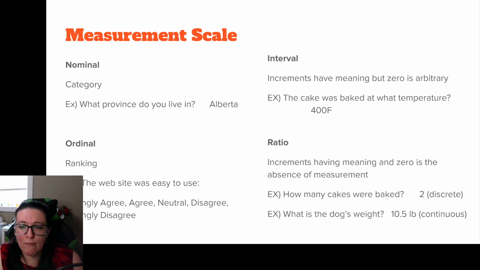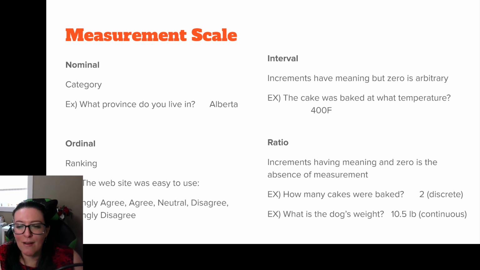Whereas with ratio, if we ask the question, how many cakes were baked, then if we said 0 cakes, then no cakes were made. So 0 has meaning, and it means there were none. When it comes to ratio data, we have discrete, which means it has to be whole numbers. So we'll call this in Python integer.